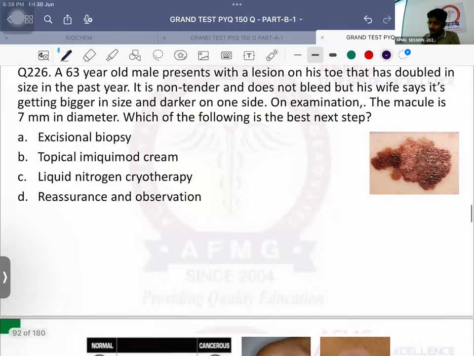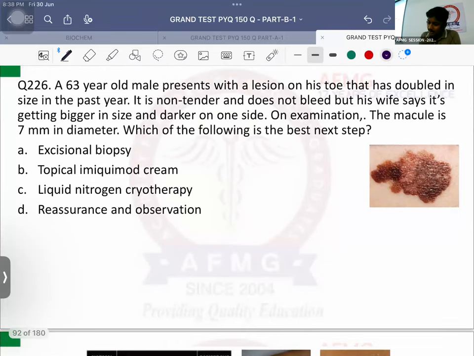Please remember that. Question 226: a 63-year-old male presents with a lesion on his toe that has doubled in size, matlab rapidly growing in the past year. It is non-tender, matlab painless, and does not bleed, but his wife says it's getting bigger and bigger in size, okay, and darker on one side as well. On examination, the macule is 7 mm in diameter. Which of the following is the best next step?